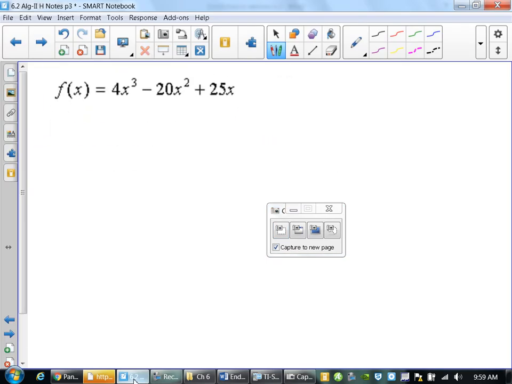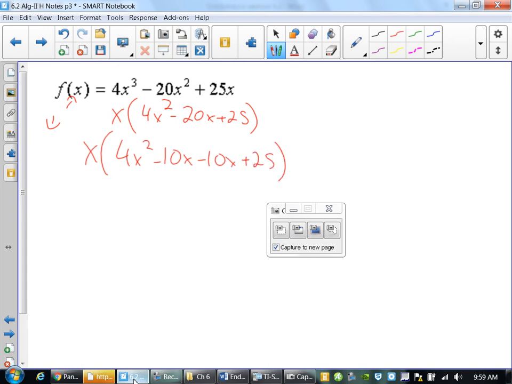First term is positive, exponent is odd, so we are down, up. GCF is x. Can't factor the 25 out. But when you go to factor this one should be relatively simple. What times what is 100 and we add together to get negative 20? Negative 10, negative 10. So you factor this out, you get 4x squared minus 10x minus 10x plus 25.